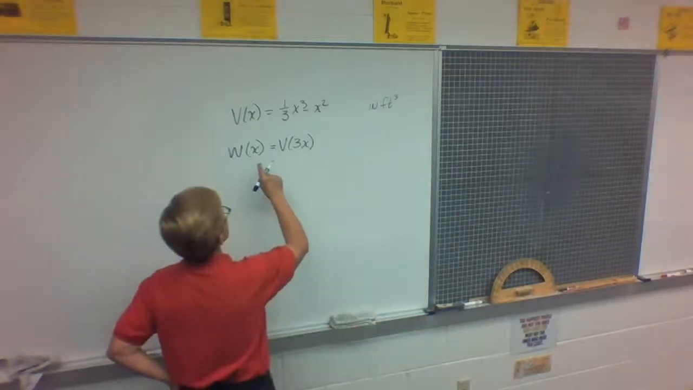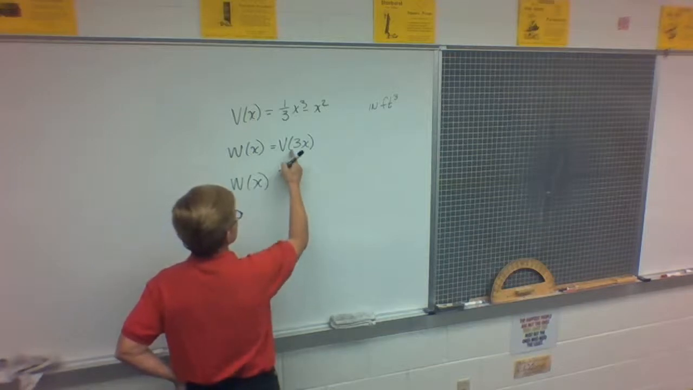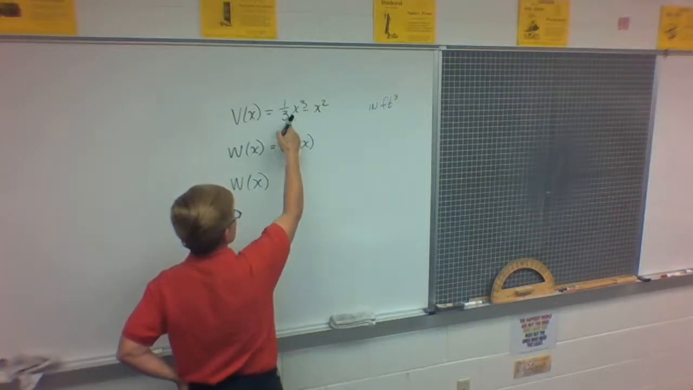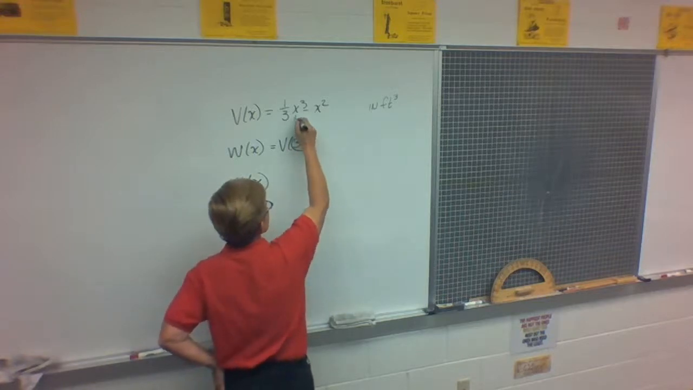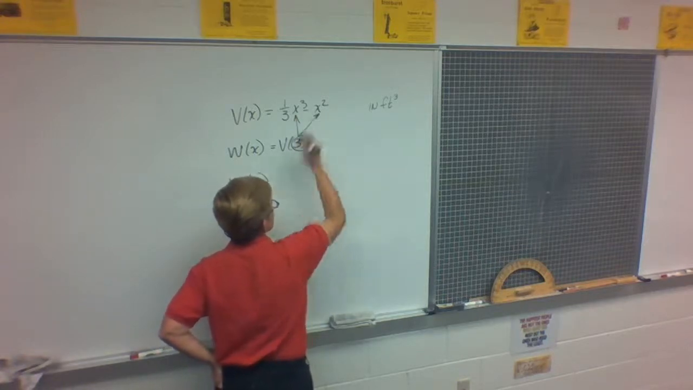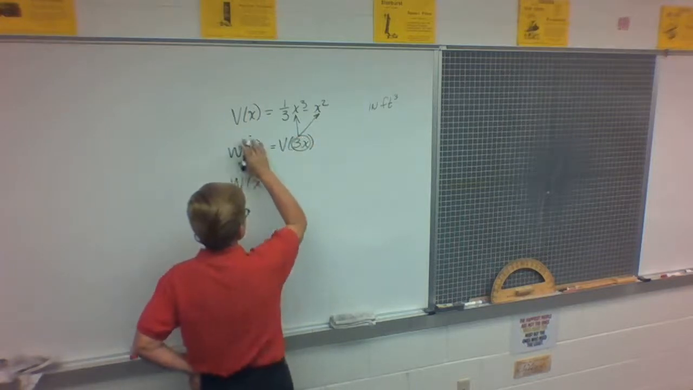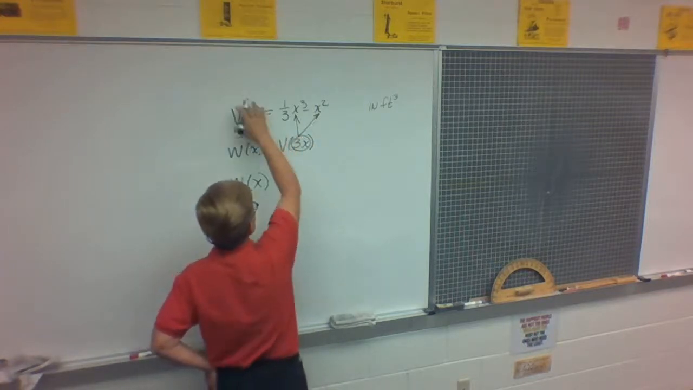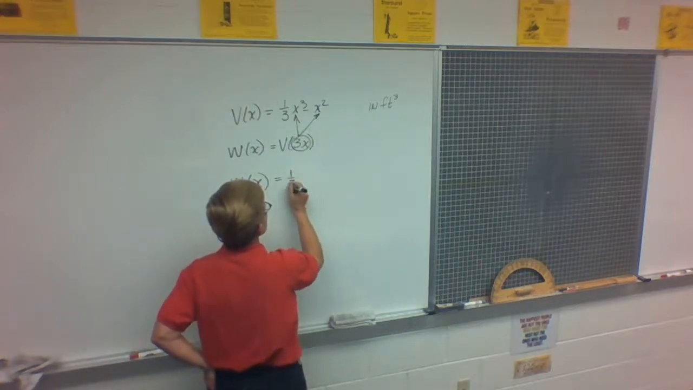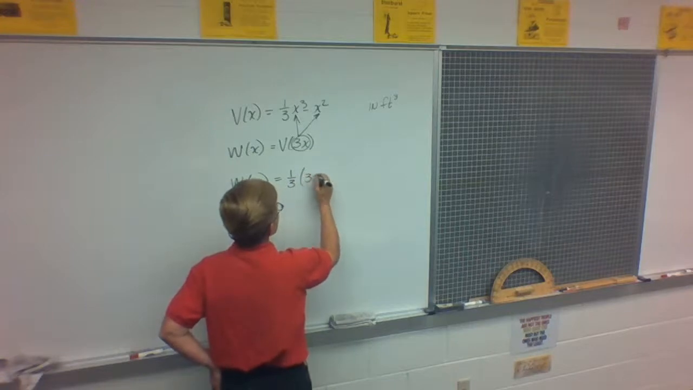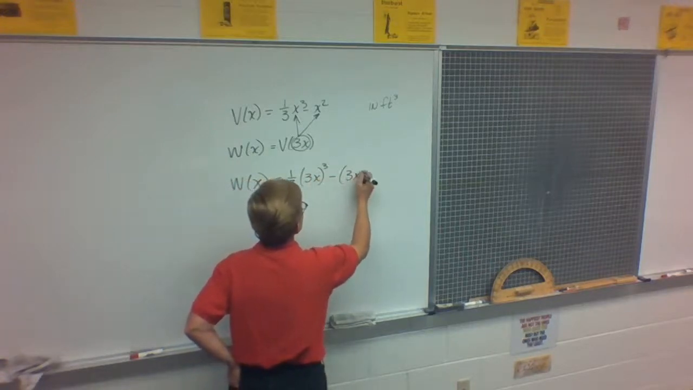So the rule for W is going to be this transformation of V. In other words, this stuff in here replaces all of the X's in V, because we're doing V of 3X. So this W of X right here is equal to V, which is up here with all of its X's replaced with 3X. So we get 1/3 times 3X, all of that inside, cubed, minus 3X squared.